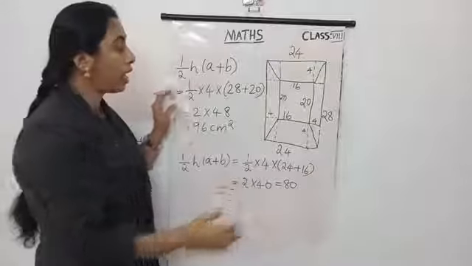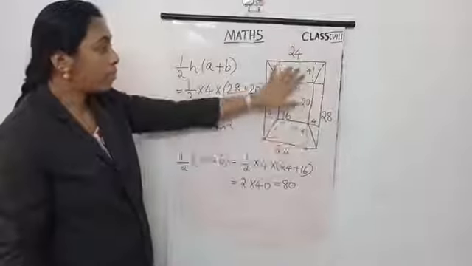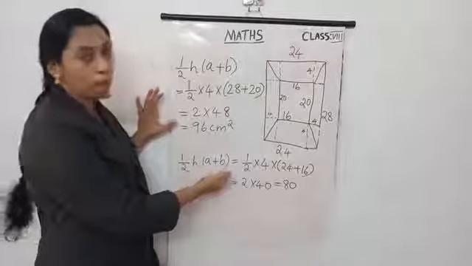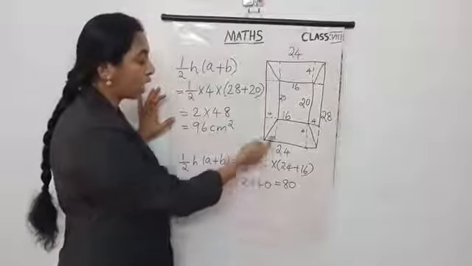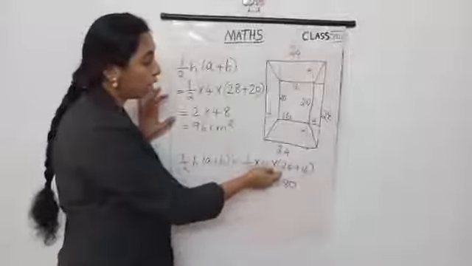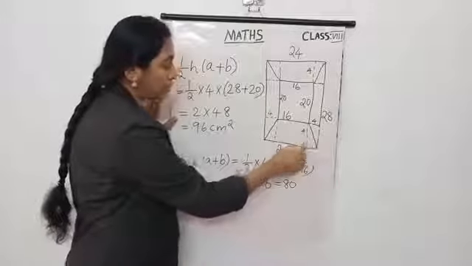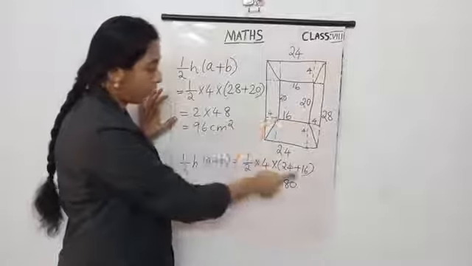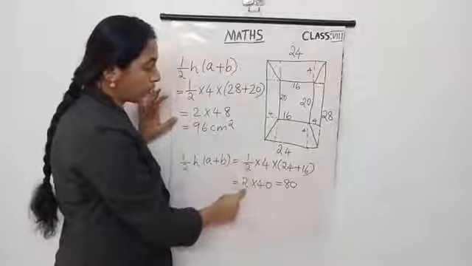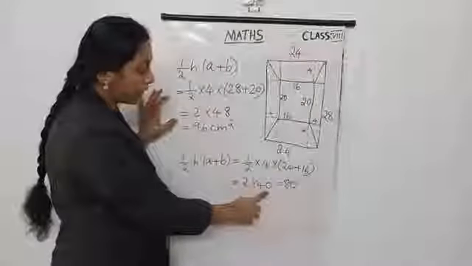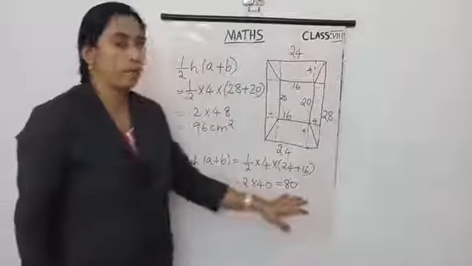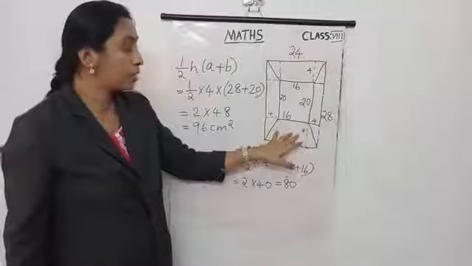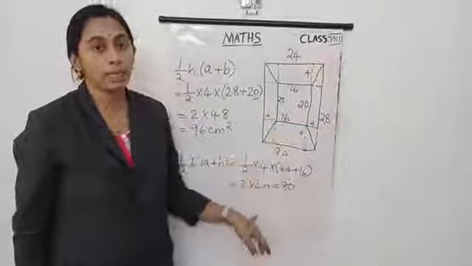The same way, find area of one of these trapezium. Both are equal. So half into H into A plus B equal to half into height, same height 4, into this length 24 plus this length 16. So 4 by 2 we get 2, 24 plus 16 we get 40, then 2 into 40 we get 80. So area of this and this side are 80 centimeters square.